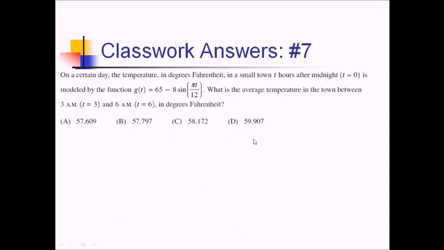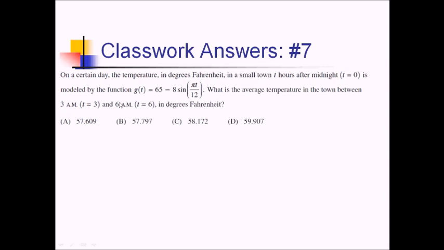On this calculator question, on a certain day, temperature in Fahrenheit in a small town after midnight is modeled by this function. We want the average temperature in the town between 3 a.m. and 6 a.m. So this is just a set up the integral and plug it in your calculator kind of problem. For average value, we start with 1 over b minus a outside the integral.